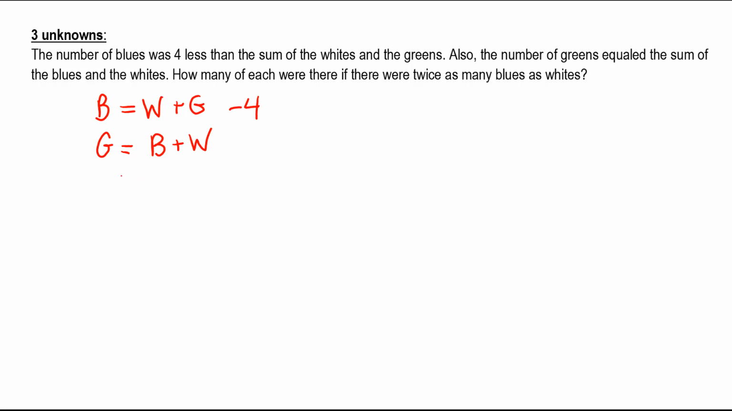And then how many of each were there if there were twice as many blues as whites? That's a little tricky because sometimes you want to multiply the blues by 2, but if you think about what it means, it says there were twice as many blues as whites, which means there's more blues. So in order to get the number of blues, you have to multiply the whites by 2. Twice as many blues as whites means that the blues are twice the whites. So those are our 3 equations and 3 unknowns, and to solve this, we're just going to use substitution.